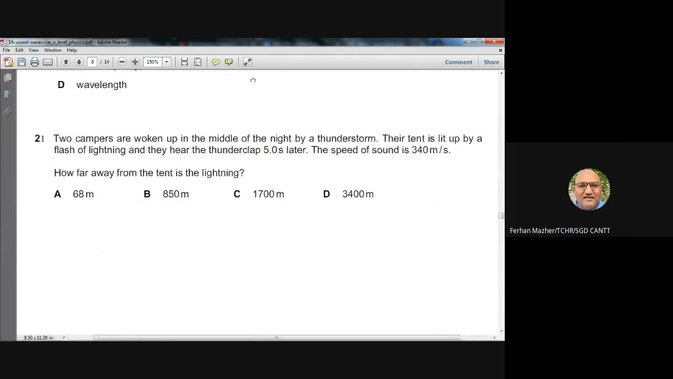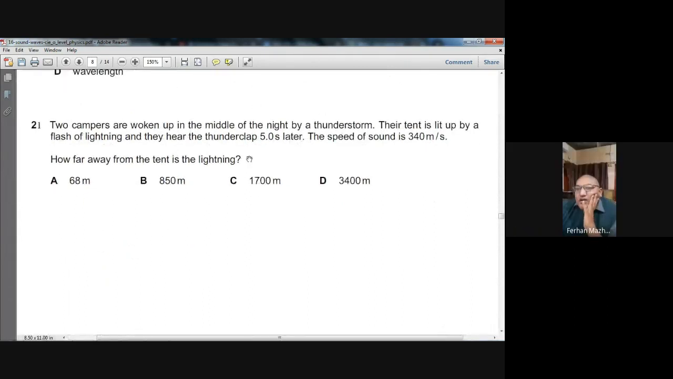Okay. This is question number 21. Two campers are woken up in the middle of the night by a thunderstorm. Their tent is lit up by a flash of light and they hear the thunderclap 5 seconds later. The speed of sound is 340 meters per second. How far away from the tent is the lightning? This is not a case of echo. Do you understand? This is not a case of echo.